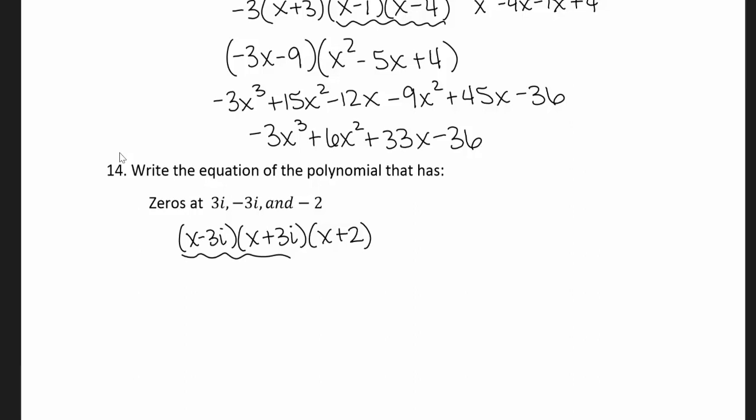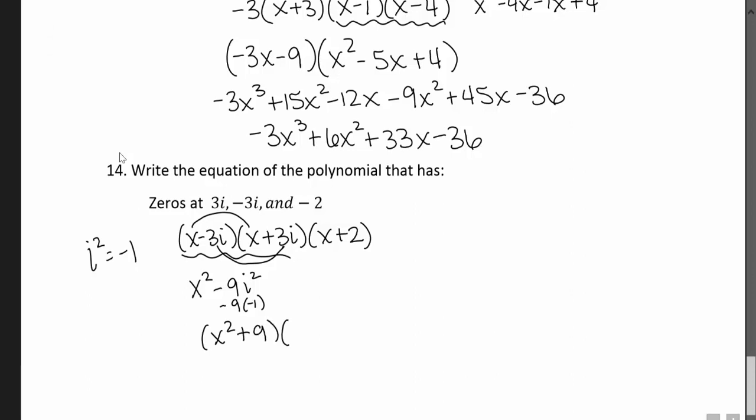Because they're a conjugate pair, the middles will cancel, so I'm just going to multiply x times x, and then negative 3i times 3i, which is negative i squared. Now we need to remember i squared is negative 1. So negative 9 times negative 1, we get x squared plus 9. Now I need to multiply that by x plus 2. So I distribute my x squared and I get x cubed plus 2x squared. Now I distribute the 9 and I get 9x plus 18. And there's no like terms to combine. They are all different. So that is my final answer.